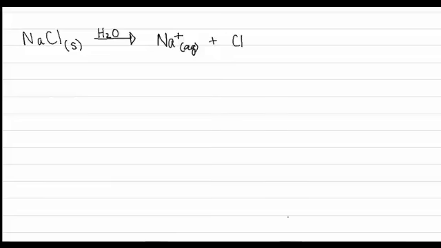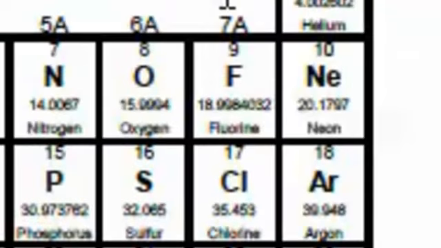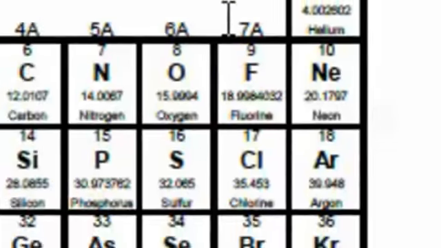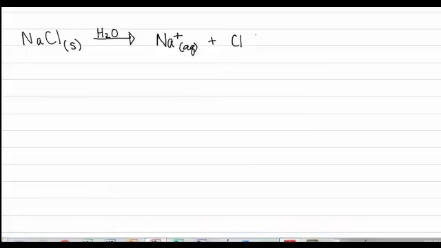It's chlorine ion, so we go back to the periodic table. Chlorine's in group 7A, right below fluorine. 7A means it has 7 valence electrons, meaning it needs to gain 1 more electron to get 8 electrons. When it gains a negative electron, it gains 1 negative charge. So chlorine is going to have a negative 1 charge. Again, it's going to be aqueous because it's dissolved in water.